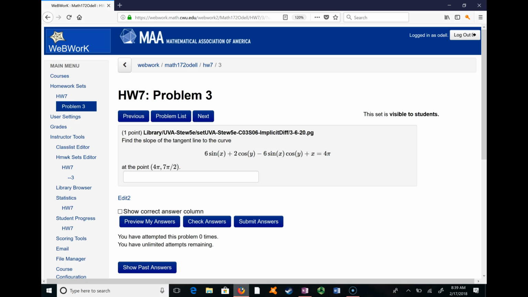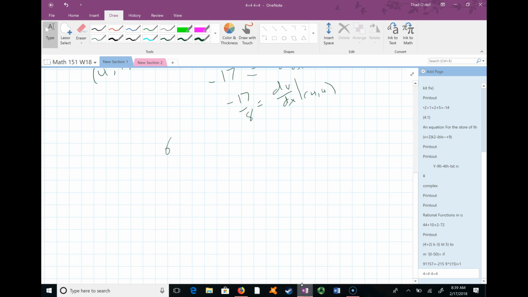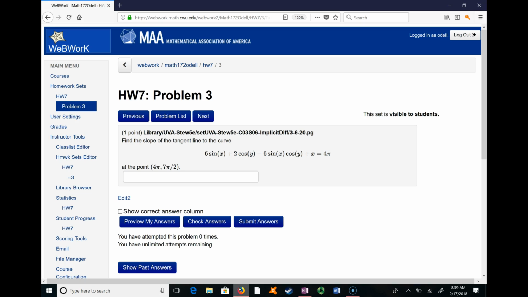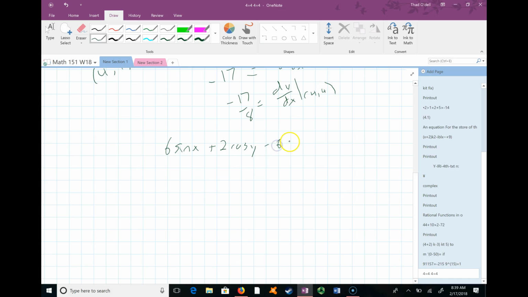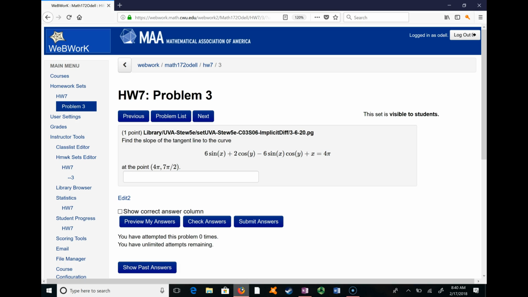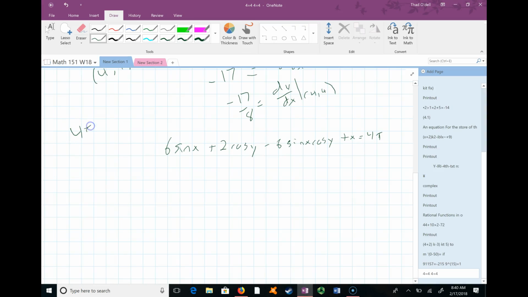And then this is number 3: 6 sine x plus 2 cosine y, and negative 6 sine x cosine y, negative 6. Okay, so this again is number 3. I've rewritten the problem, and we're supposed to evaluate it at the point (4 pi, 7 pi over 2).